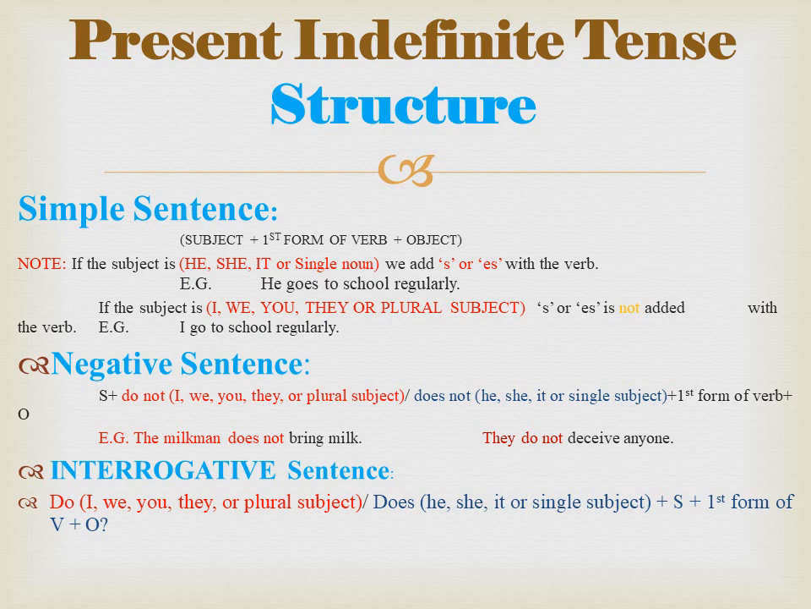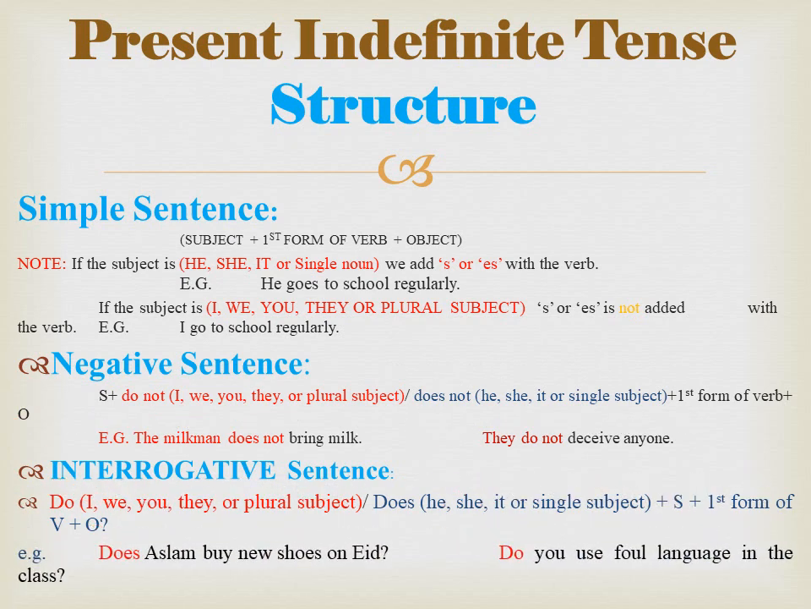Then subject and first form of verb, then object and question mark in the end. The examples are here. Does Aslam buy new shoes on Eid? Now here Aslam is the subject, that is why we have used does here in the beginning of a sentence.